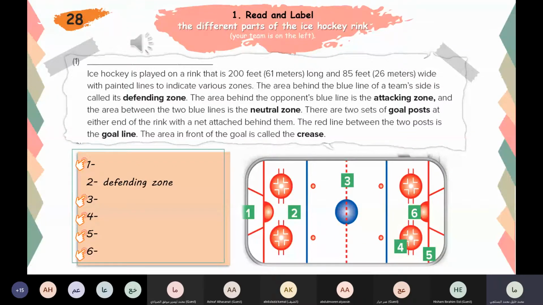rink that is 200 feet, 61 meters, long, and 85 feet, 26 meters, wide, with painted lines to indicate various zones. The area behind the blue line of a team side is called its defending zone. The area behind the opponent's blue line is the attacking zone, and the area between the blue lines is the neutral zone. There are two sets of goalposts at either end of the rink, with a net attached behind them. The red line between the two posts is the goal line. The area in front of the goal is called the crease.